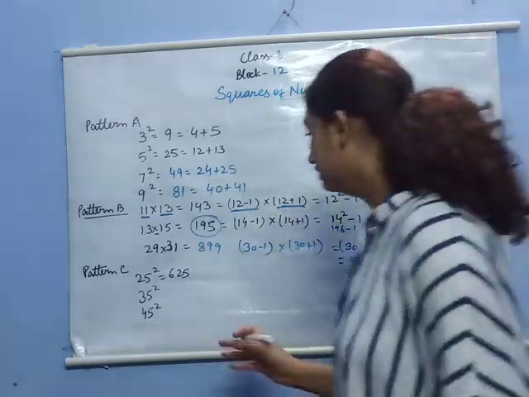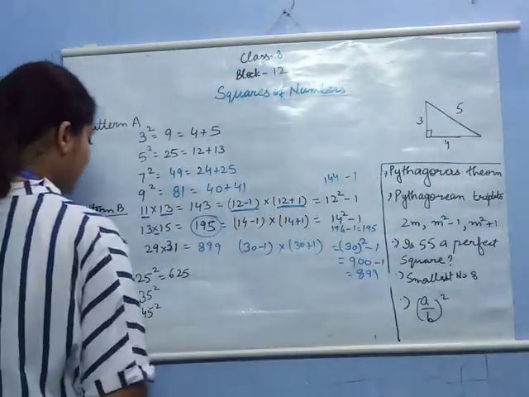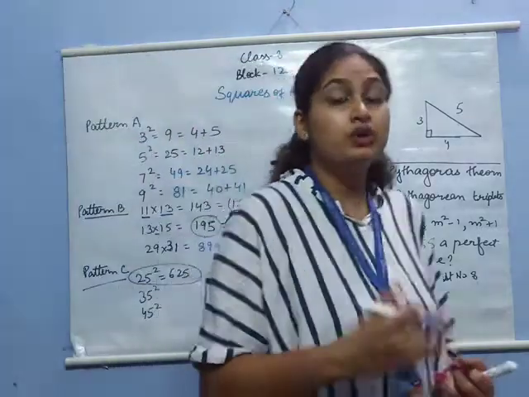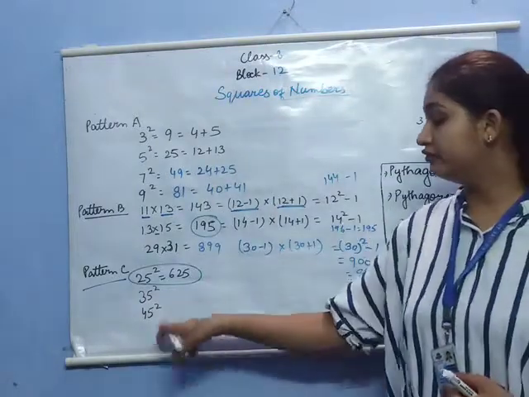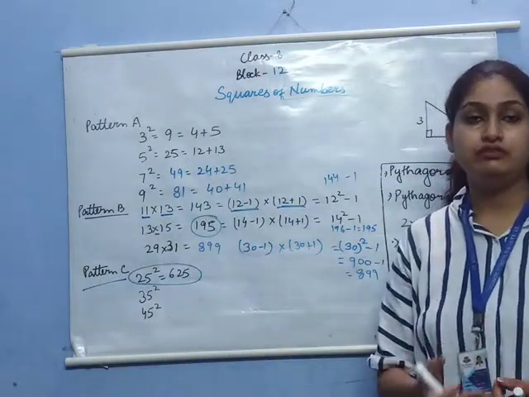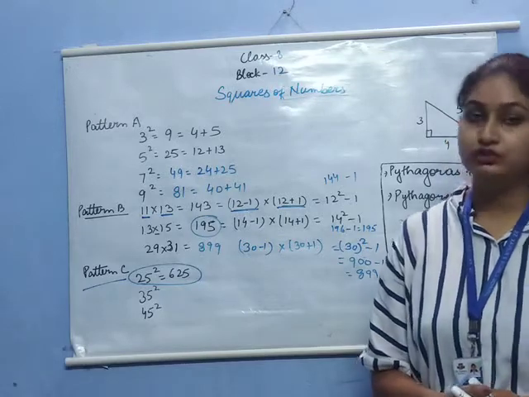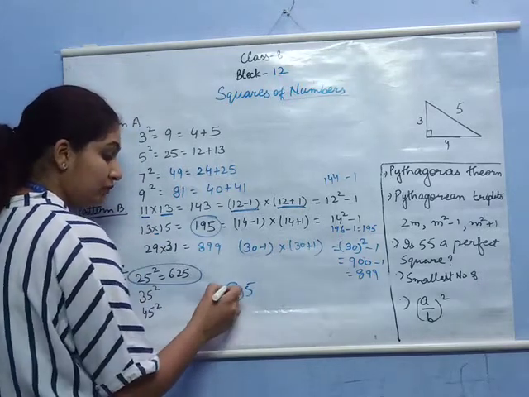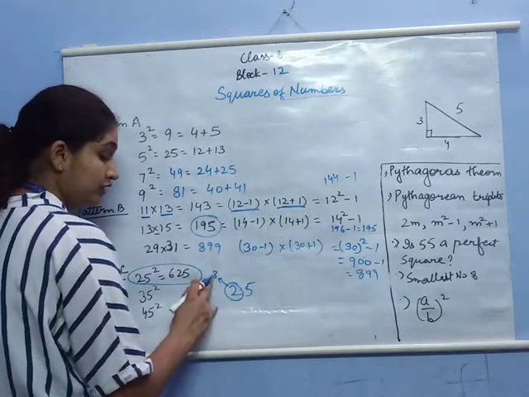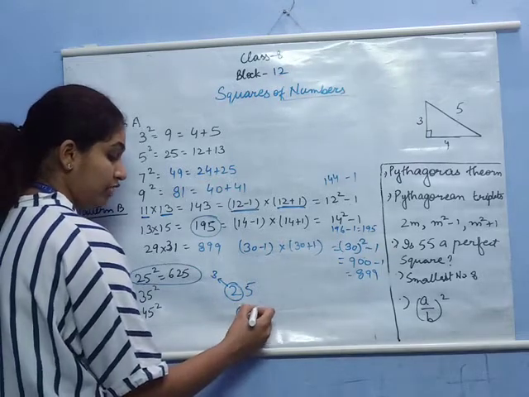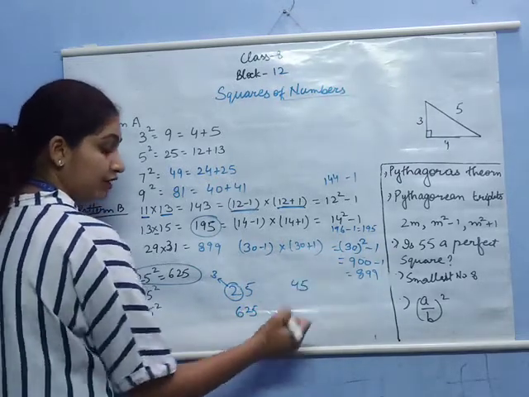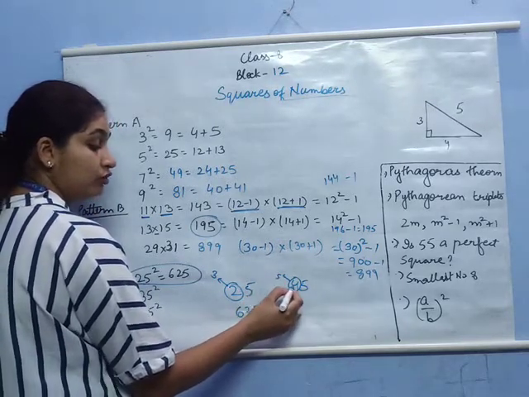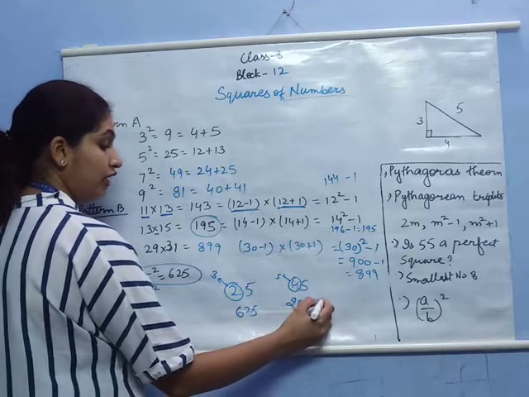Now pattern C. 25 square is 625. Is there any other method to quickly find the square of numbers ending in 5, like 35, 45, 25, 15, 85? Yes, for sure. See, 25: 2 is the initial number. I'll add 1, that is 3. 3 twos are 6, and 5 square is 25. Suppose I'm talking about 45. I'll add 1 to this digit: 4 plus 1 is 5. 5 fours are 20, and 25.